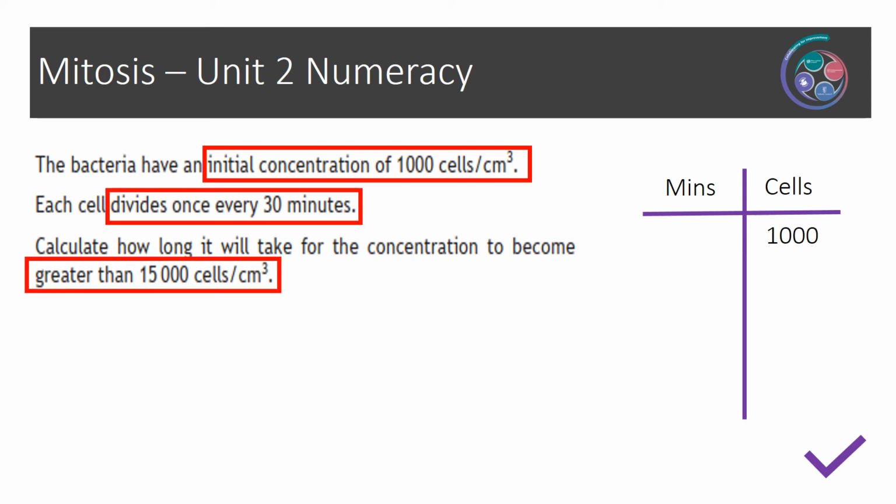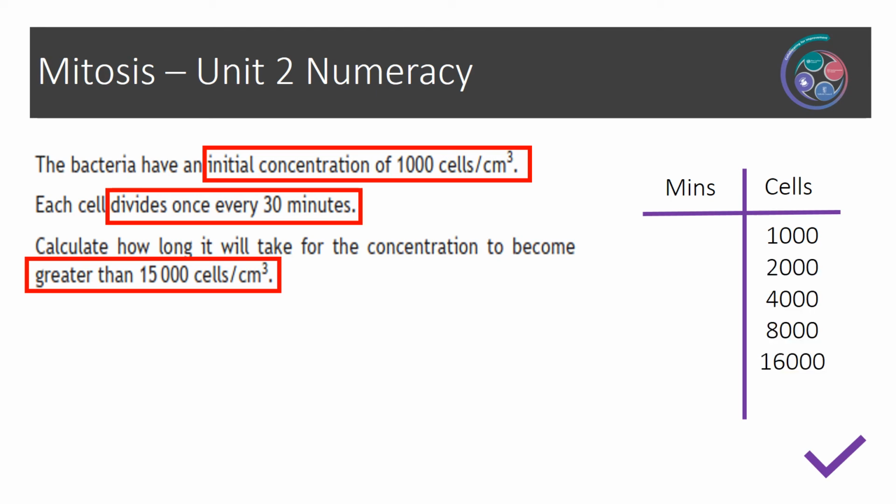Next, we notice some more key information. We now know that the cell divides every 30 minutes, and we are looking for how long it will take for the concentration to become greater than 15,000 cells. So this time we are not looking for the number of cells, this time we are looking for the time.